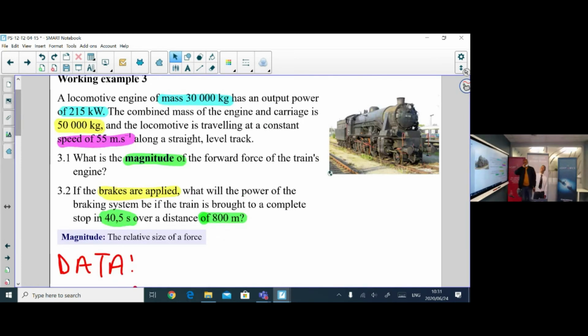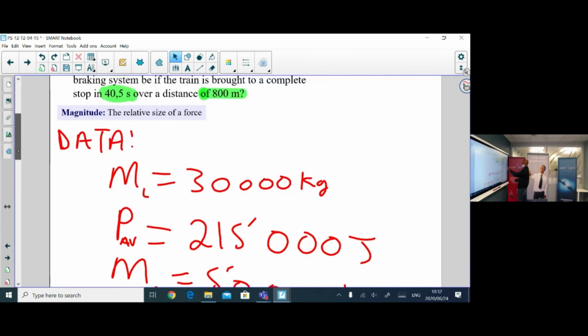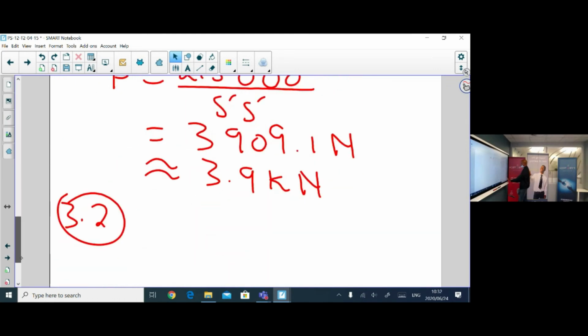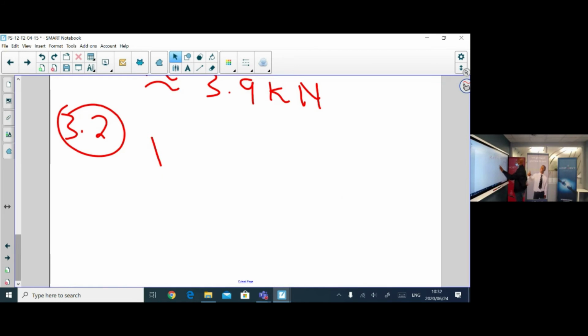If the 3.2 brakes are applied, what will the power of the braking be if the train is brought to a complete stop in 40.5 seconds over a distance of 800 meters? In other words, we have to look at the formula. That is W now. We're looking for W.